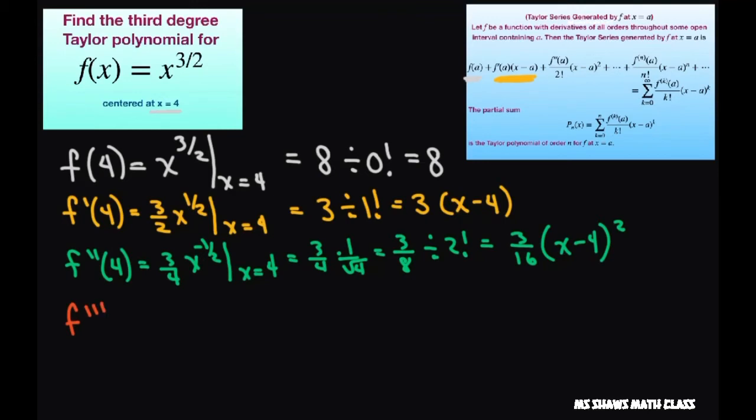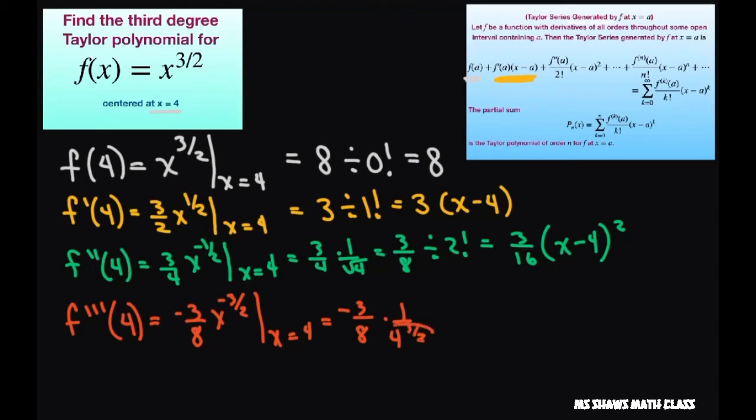Okay, so one more for the third order. 1, 2, 3, third derivative of 4. That's going to be negative 3/8 x to the power of negative 3/2. Evaluate that at x equals 4. That's going to be negative 3/8 times 1 divided by 4 to the 3/2 power. This just equals 8. So this is going to be equal to negative 3 divided by 64.